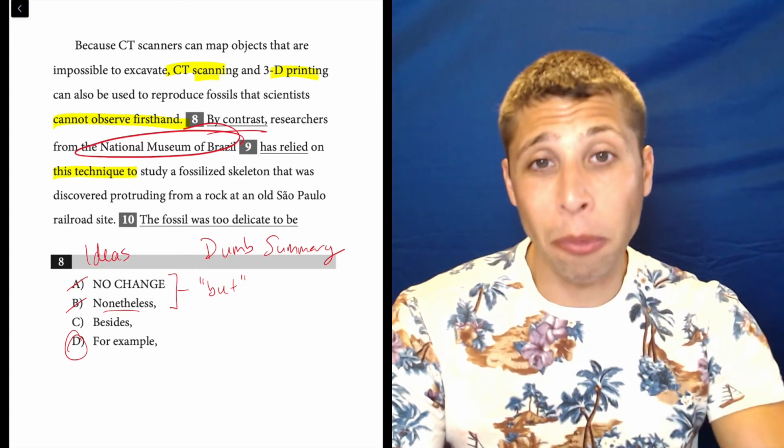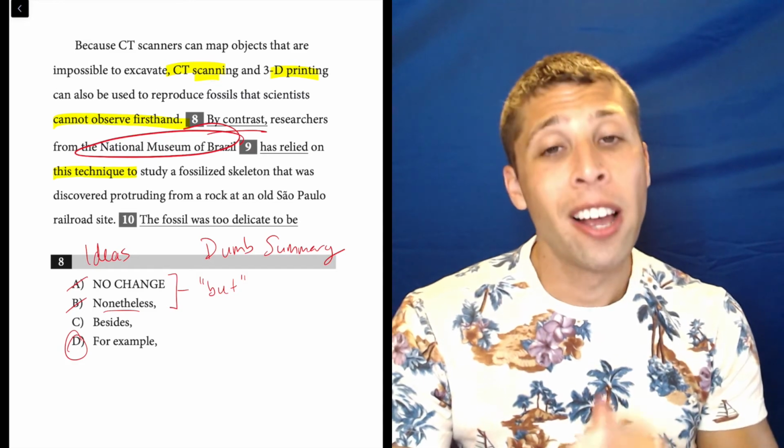But these kinds of dumb summaries of the words themselves, the transition words, are very helpful.